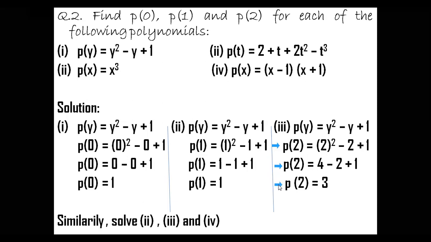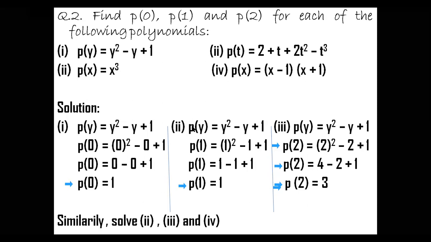So this way we have solved the first question, wherein for the given polynomial we have found the value of P of 0, P of 1 and then P of 2 as well.